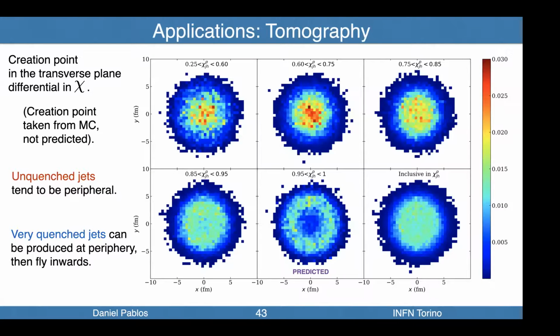If you select jets based on their chi, based on their energy loss ratio, you will select jets that, if they are unquenched, are more peripheral. As they are more quenched, they tend to go towards the center. And if you select very, very quenched jets, they will be produced less centered than this class here. However, they would be pointing inwards because they want to traverse more length. So you can really gain a new layer of precision for the production point using chi.